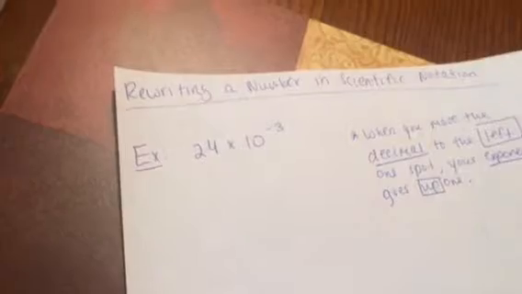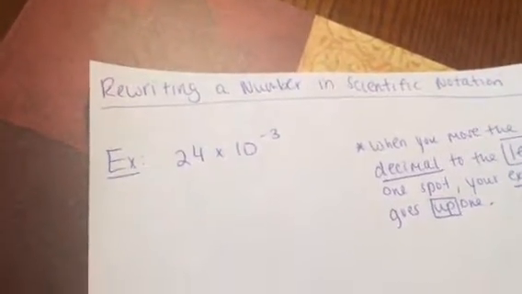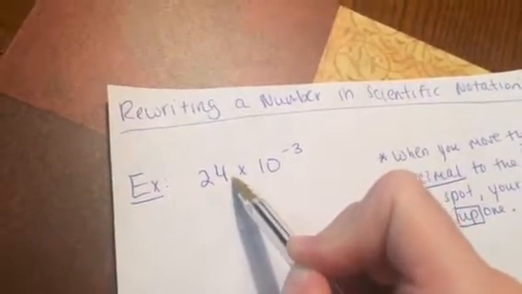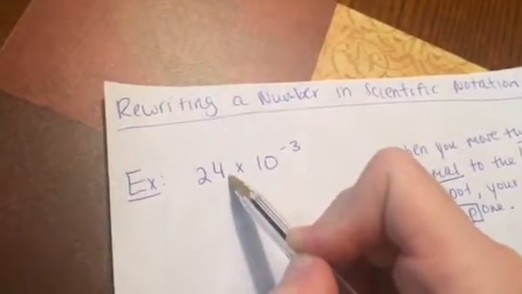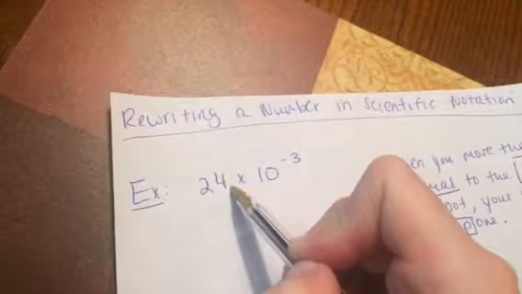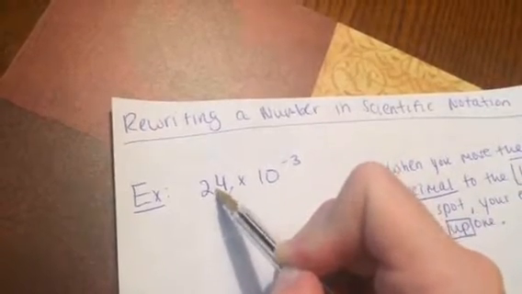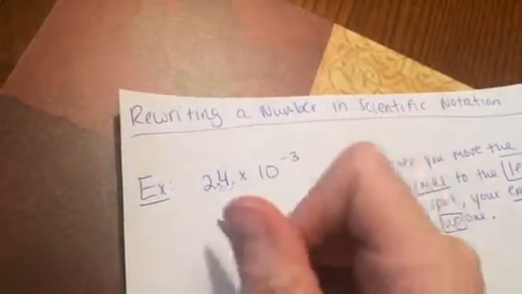24 times 10 to the negative third is not written in scientific notation. All right, to make it written in scientific notation, we have to move the decimal. So here's my decimal right now. Right, 24 is greater than 10, so that's not written in scientific notation. So we have to move the decimal 1 to the left. We went to the left 1. So now we have 2.4.